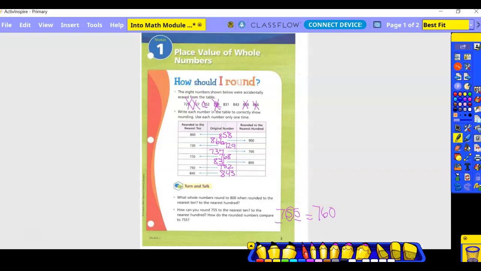Okay? Now if I was going to round that to the nearest 100, what number do I circle? Okay, so I circle the 7 and underline the first 5. So is that going to stay at 7 or become an 8?